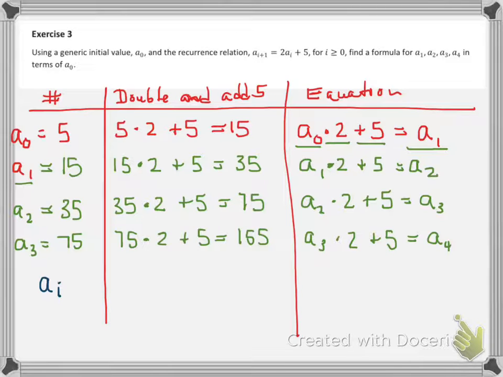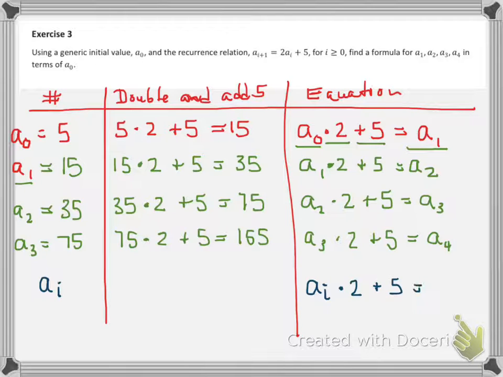And then we're going to do what we do to that, right? We're going to take that initial number and we're going to double it. So a sub i is going to be doubled, and then we're going to add 5 to it, and that's going to equal our next number.